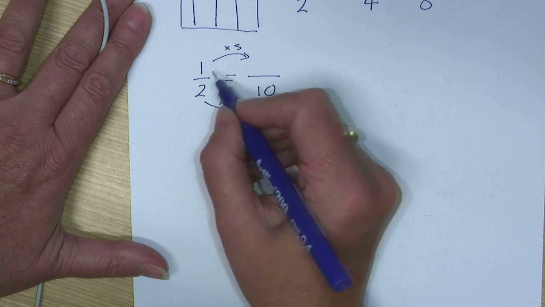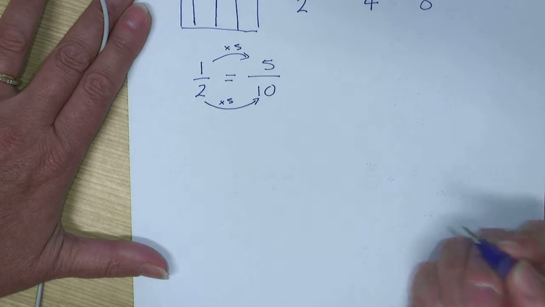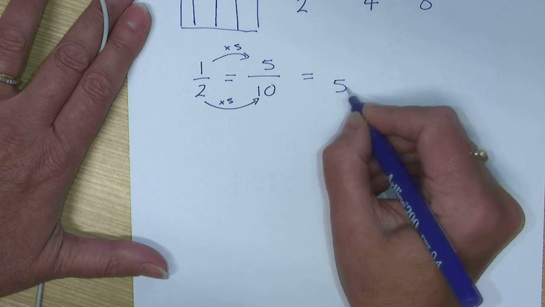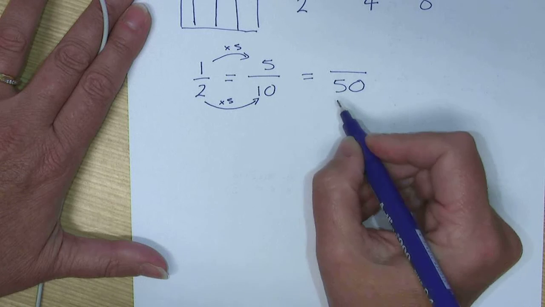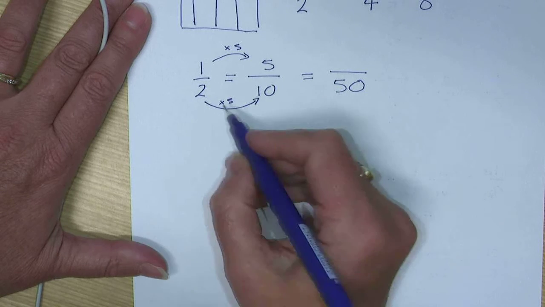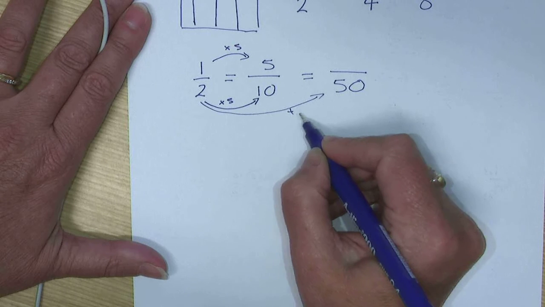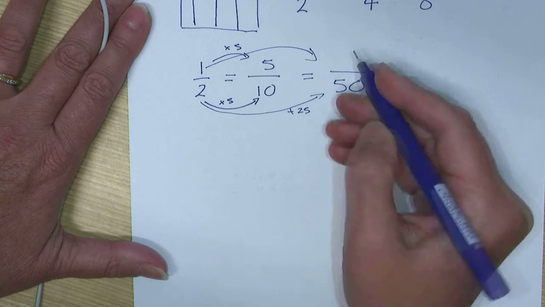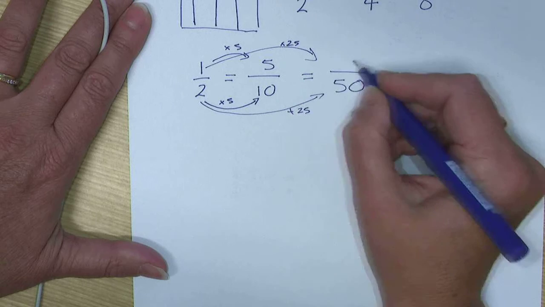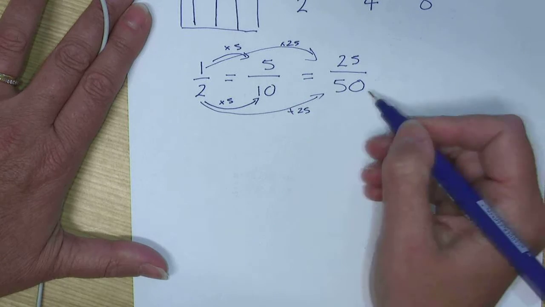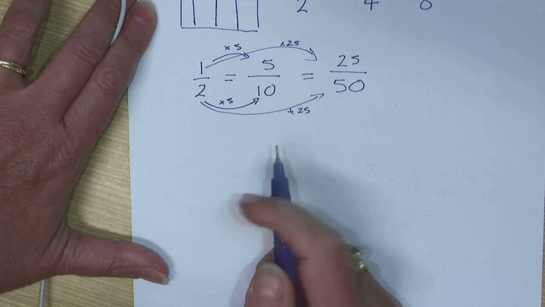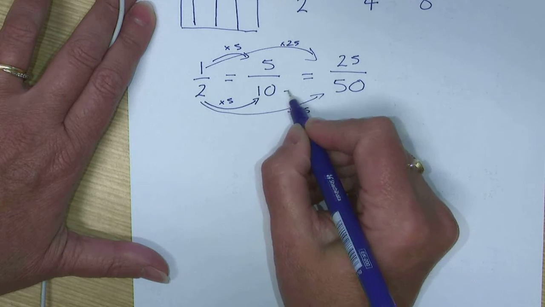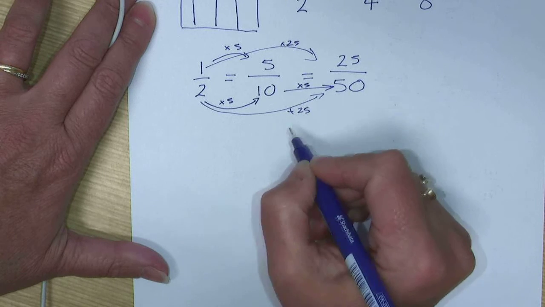I can find another equivalent fraction if I put the 50 on the bottom. So to get from the 2 to the 50, I would multiply by 25. I multiply by 25 on the bottom, I also have to multiply by 25 on the top. And 25 out of 50 is equivalent, the same as a half. It didn't matter if I did it from here or from the 10 to the 50, I would multiply by 5, and that would mean that I'd also have to multiply this 5 by 5, and that gives me 25.